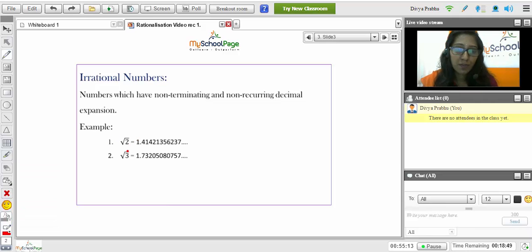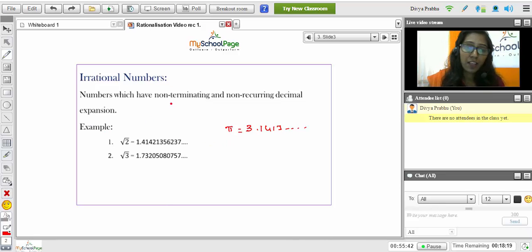So here we have a few examples. Root 2 is 1.4121. Can we see an end to this? No. Therefore it is non-terminating. And can we see any repetition, a particular pattern? No. So it keeps on expanding. Similarly, root 3. We can take the example of pi as well, whose expansion is 3.1417. It keeps on continuing, isn't it? So irrational numbers are numbers with decimal expansions which are non-terminating as well as non-recurring.